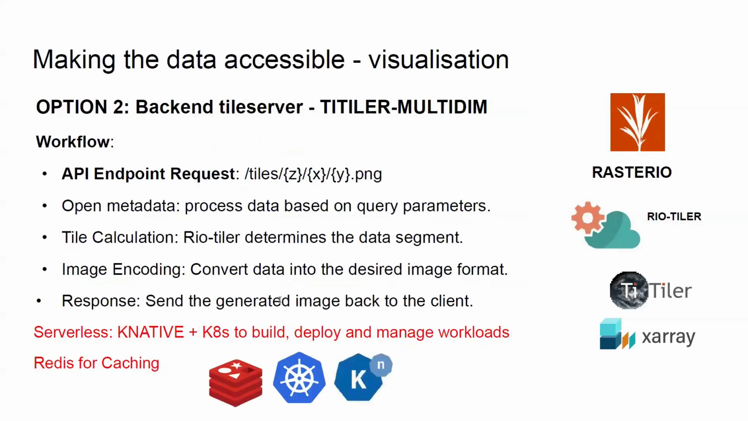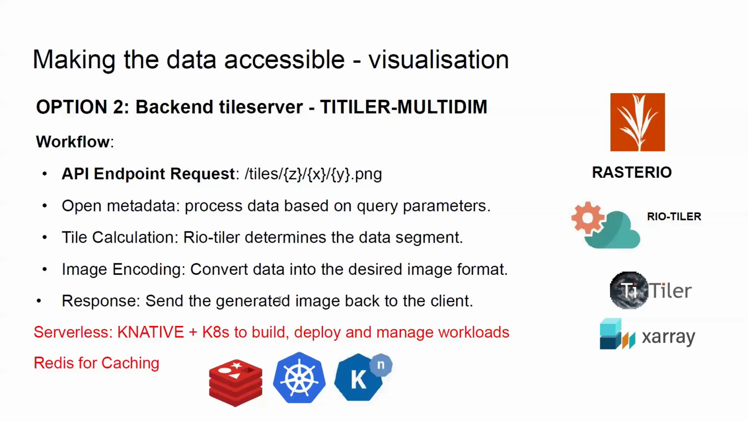In this approach, the front end sends to the backend API endpoint a request and passes information related to the position of the map, like Z, X, and Y. Then the backend XArray will open the data based on the query parameters, and rio-tiler and rasterio will convert this data to a PNG image, and then FastAPI will send back to the front end a response with the PNG image.